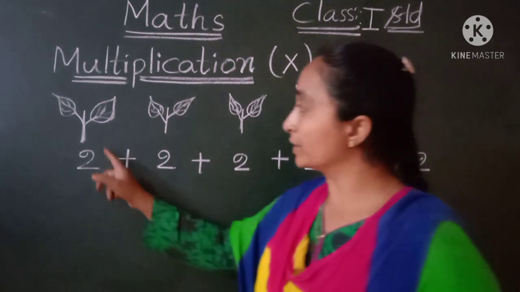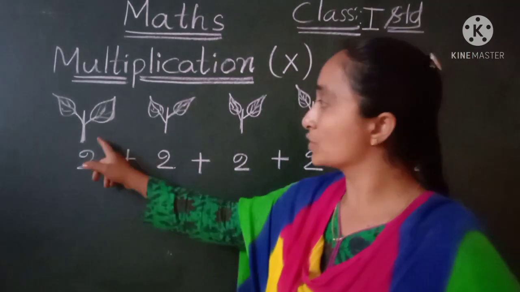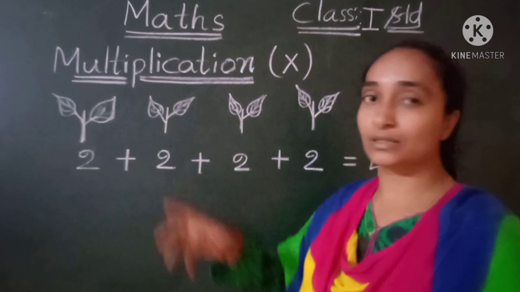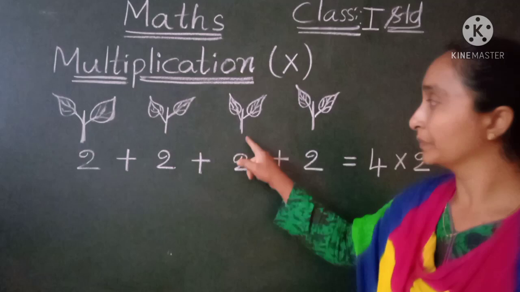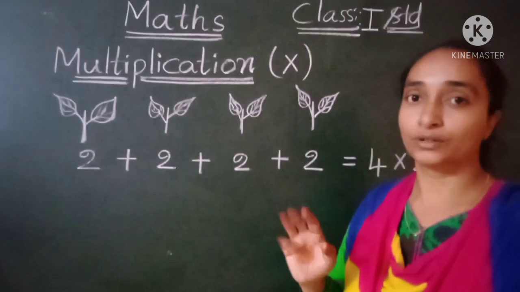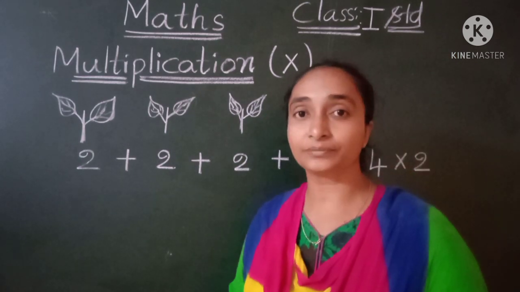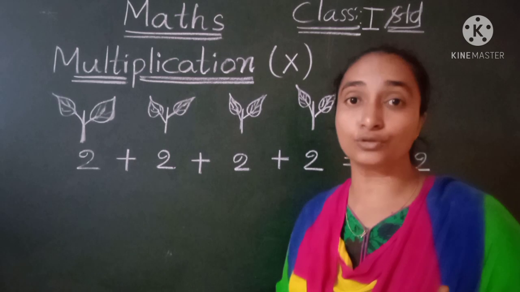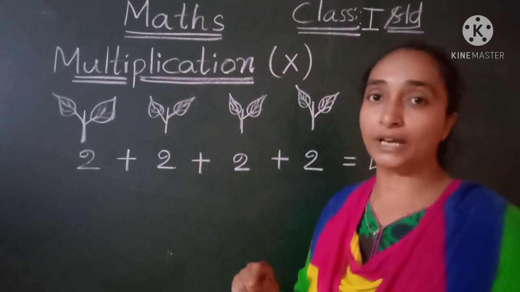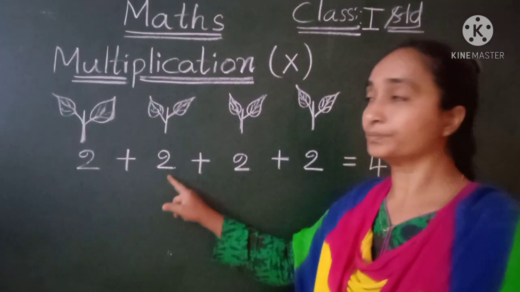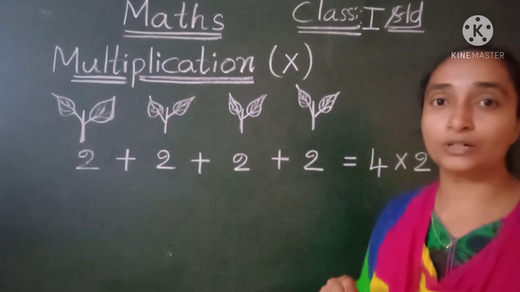Okay children, how many groups are there? First we have to count the groups. Here is one group. So one group, 2 groups, 3 groups and 4 groups. Totally 4 groups are there. And in each group how many are there? Yes, in each group we have 2 leaves. So first group, 2 leaves. The second group, 2 leaves plus 2. Again 2 leaves plus 2. Again the fourth group also has 2 leaves.